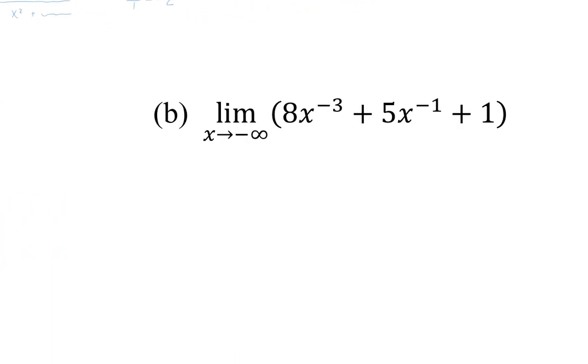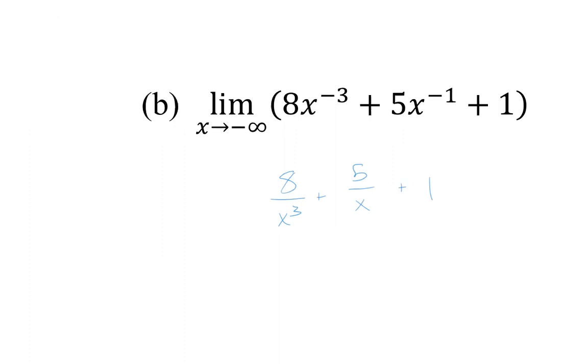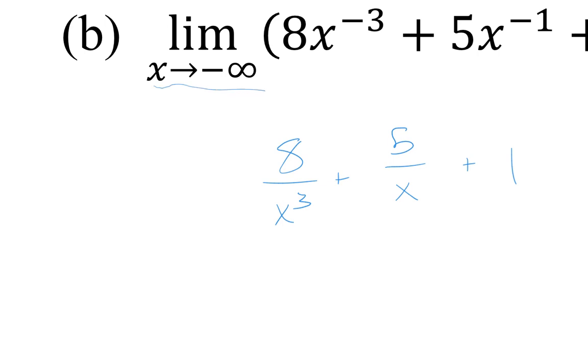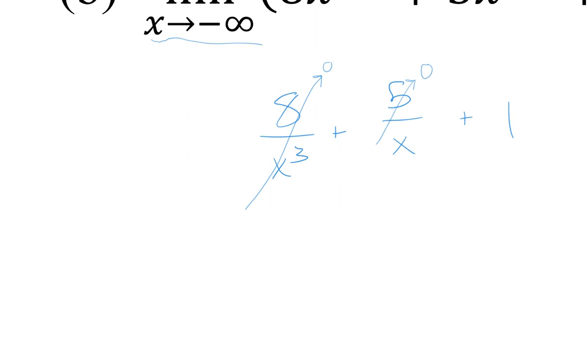For part B, I can think about 8x to the negative 3 as 8 over x cubed, plus 5x to the negative 1, which is the same as 5 over x. We have a plus 1 at the end. So if x is going to negative infinity, that means this number down here is going to get very negative but also very large. So if I take 8 and divide it by an infinitely big number, this is going to decrease to 0. 5 will have the same thing happen to it. Then I know that my limit will end up just being 1.